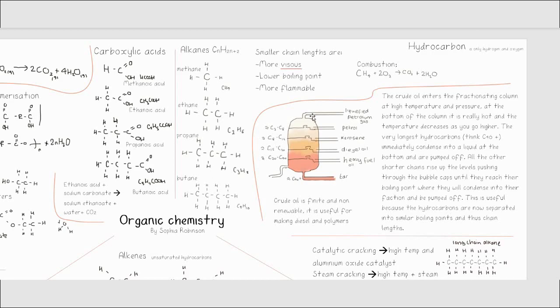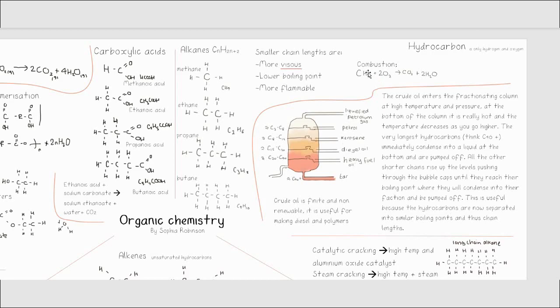As the length of a hydrocarbon chain decreases, it gets less viscous, has a lower boiling point, and is more flammable. As the chain length increases, vice versa. This means short-chain hydrocarbons are used more as fuels, as we'll see later.